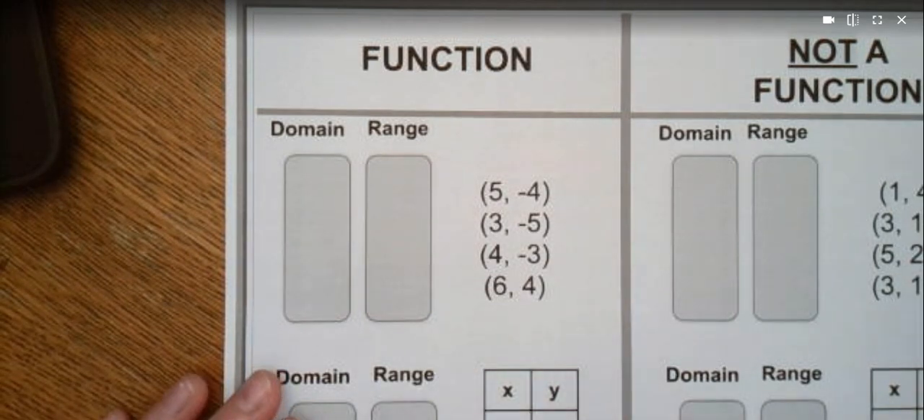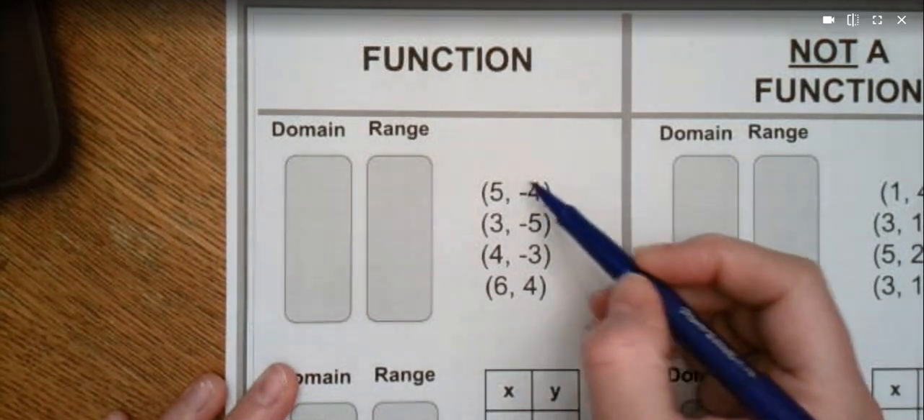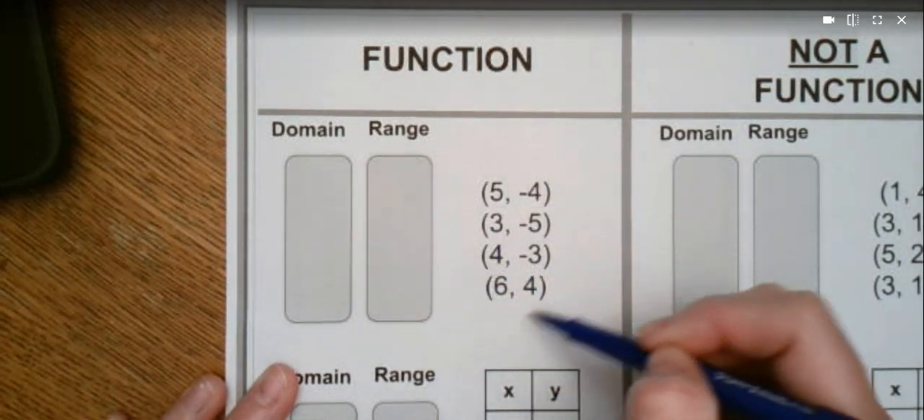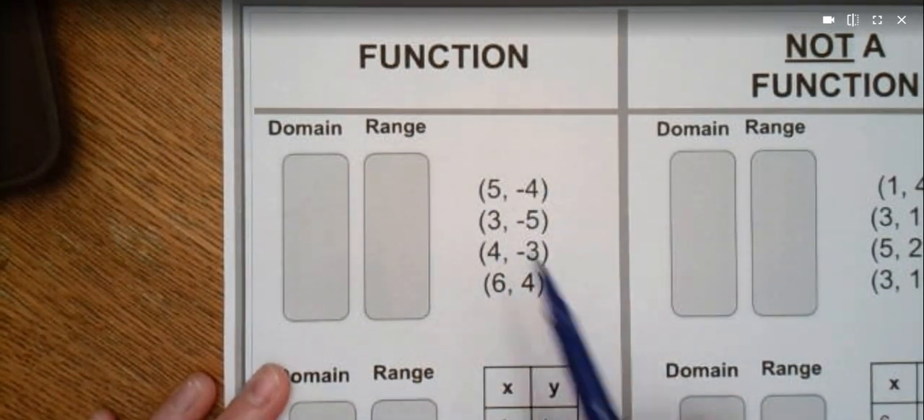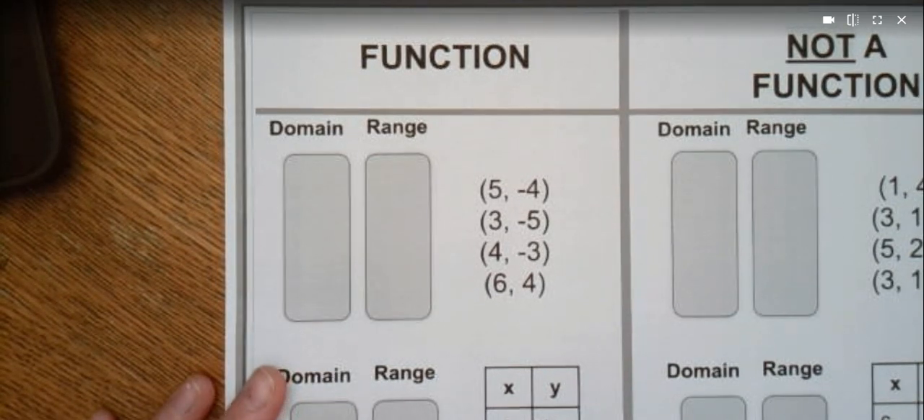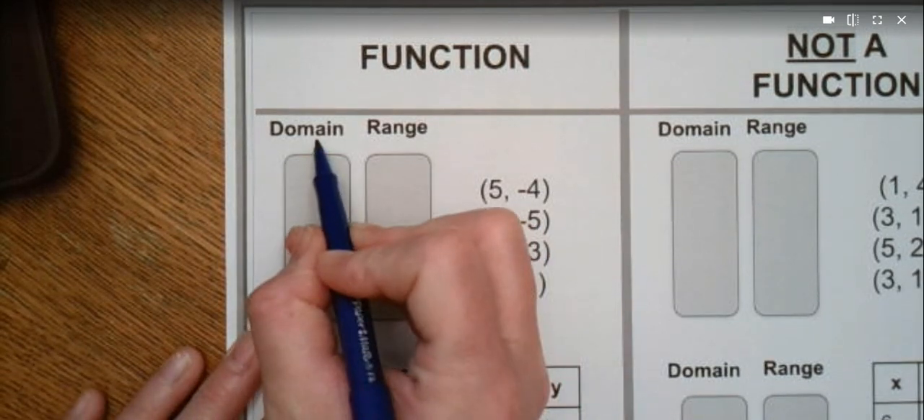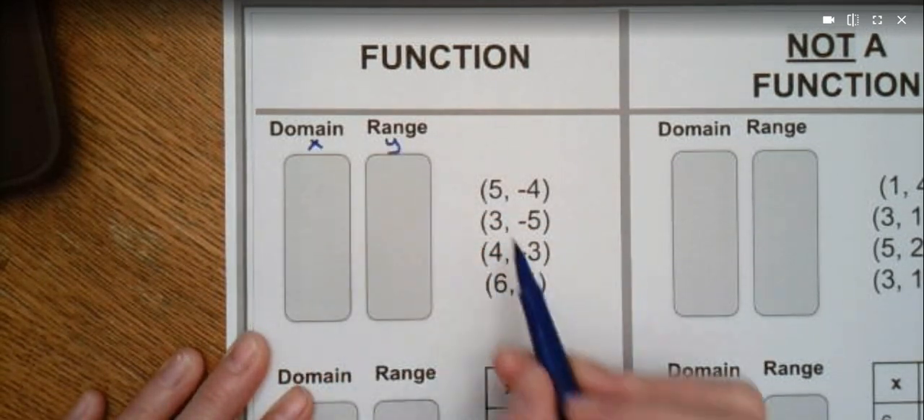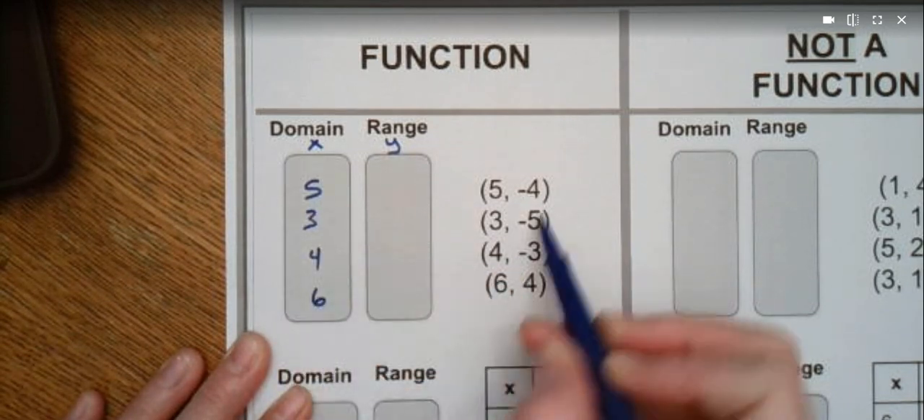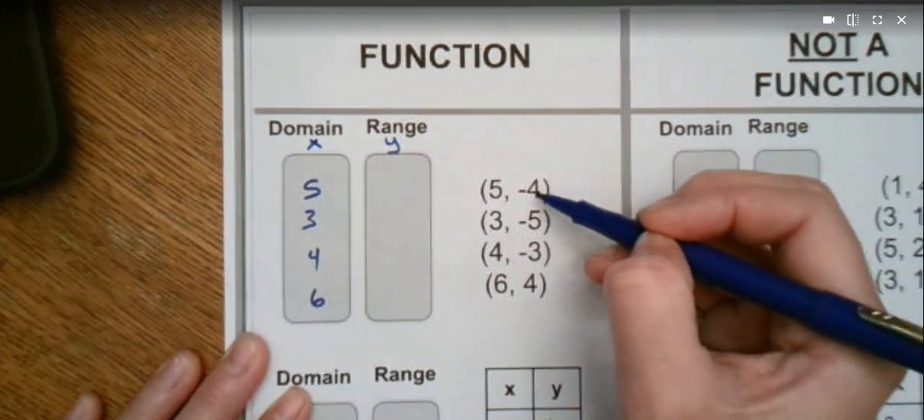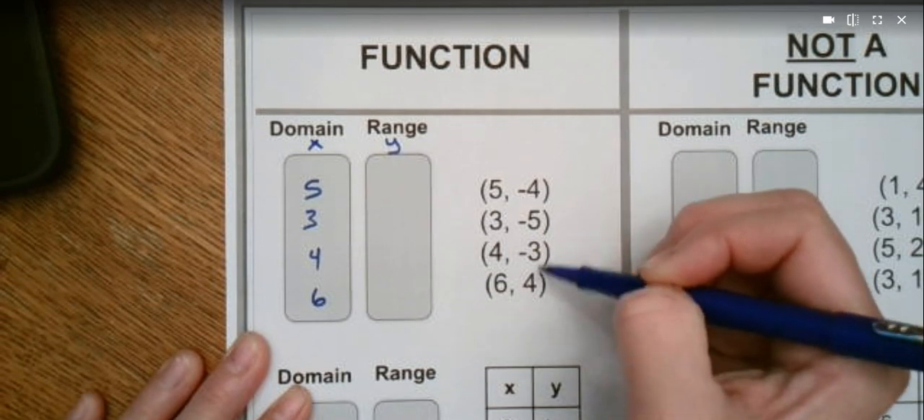Why is this a function? So I just want you to look at the ordered pairs, this relation or relationship here. Do you see why it's a function already? Yeah, there aren't any x values repeated, and that's good. Let's go ahead and write this in a mapping diagram. Remember, domain is the x and range is the y. 5, 3, 4, 6. And then the output here, the range: -4, -5, -3, 4.